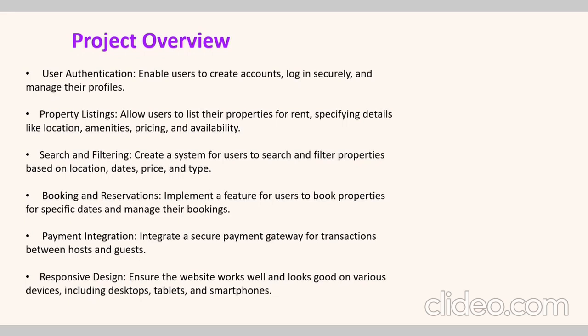Next, there is a property listing feature. Property owners can upload details such as location, price, amenities, and availability to list their property on the website. To make searching easier, I have added search and filtering options where users can filter properties by budget, dates, and type of property. After selecting a property, users can make bookings and reservations for specific dates. They can also view and manage their previous bookings.